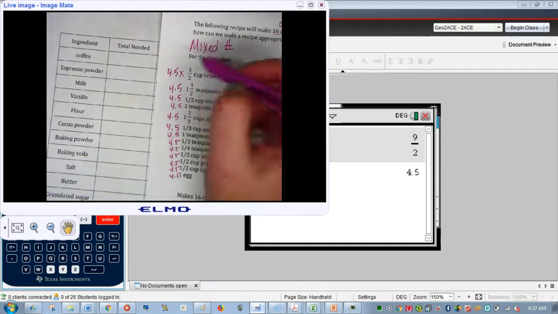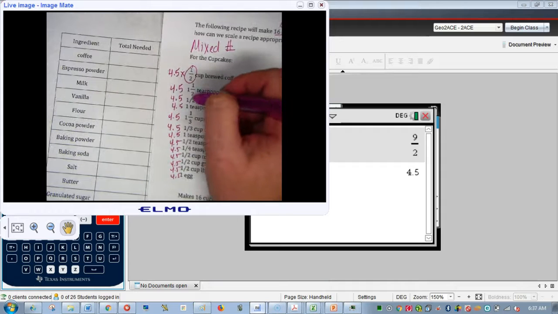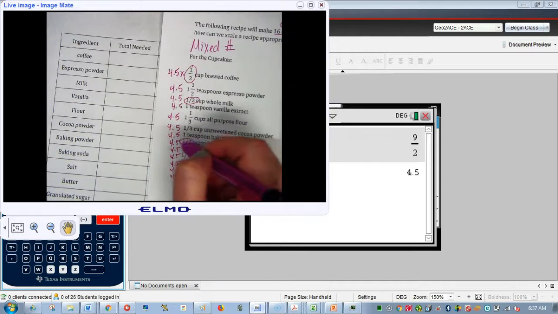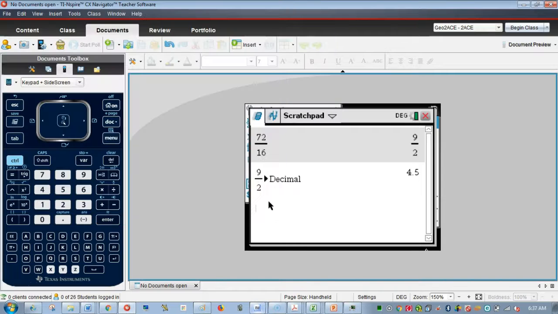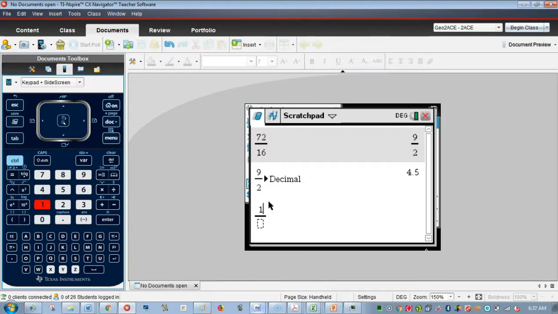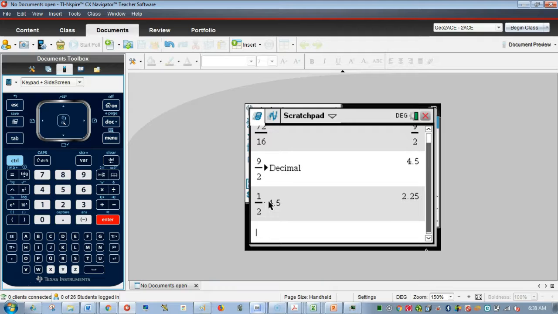Now, I see that I have a half here, a half here, a half here, a half here, a half here, and a half here. So I'm going to do all those at once. Here's how I'm doing this in my calculator. I'm going to do 1/2. I'm going to get out of my fraction by arrowing, and I'm going to go times 4.5, and I'm going to hit enter.